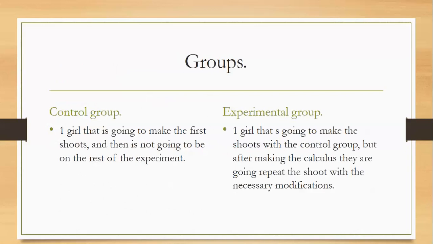Our groups. We have two different kinds of groups, the control one and the experimental one. Every single one is made up of one girl in each of the groups. The first one, the control group, is going to be a girl who is going to make the first shot and then is not going to be part of the rest of the experiment. And the experimental group is going to be another girl who is going to make the first shot with the control group. Then after making the calculations, she is going to repeat the shot with the necessary modification.